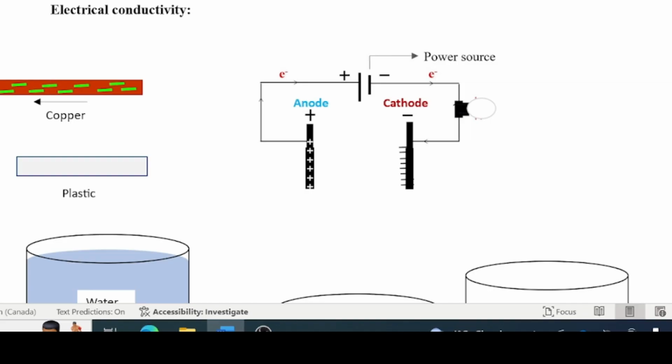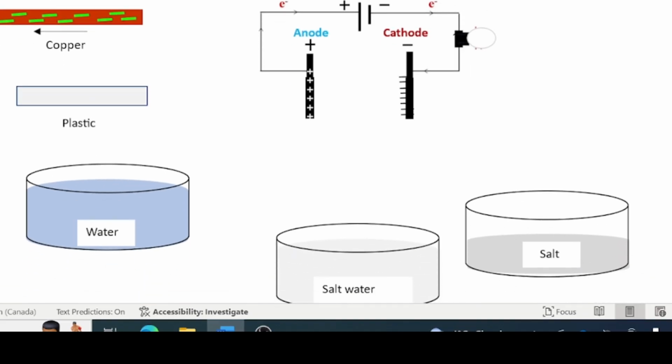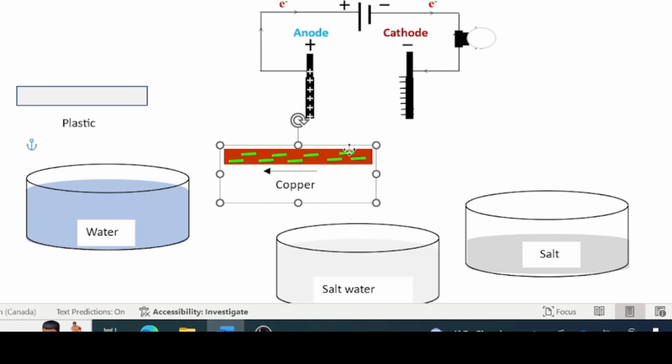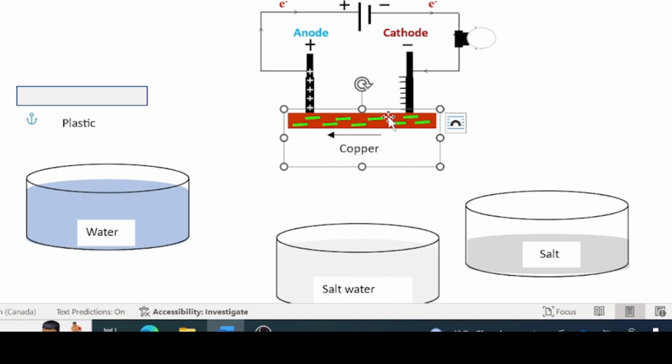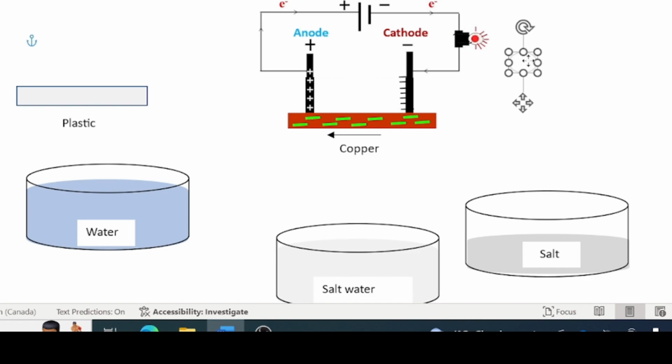Now, as it stands here, this is an open circuit. If you want to test the conductivity of any substance, whether they conduct electricity or not, what we do is this. We bridge this gap here. If the substance conducts electricity, this bulb will light up. And in this case, because copper is a metal, it does conduct electricity like all other metals do, and therefore this light bulb will light up there.